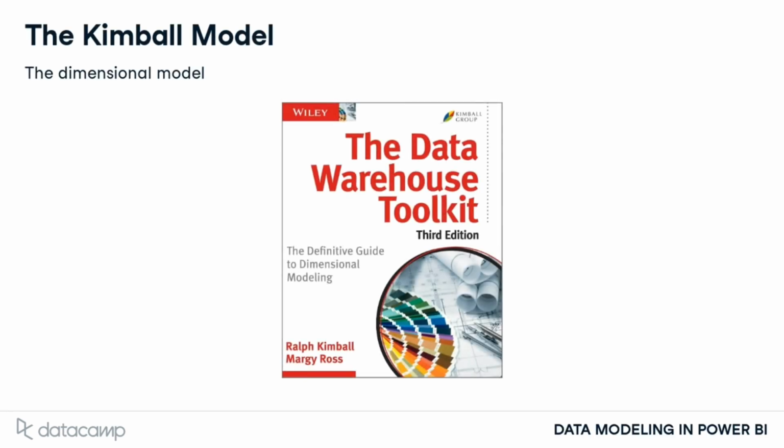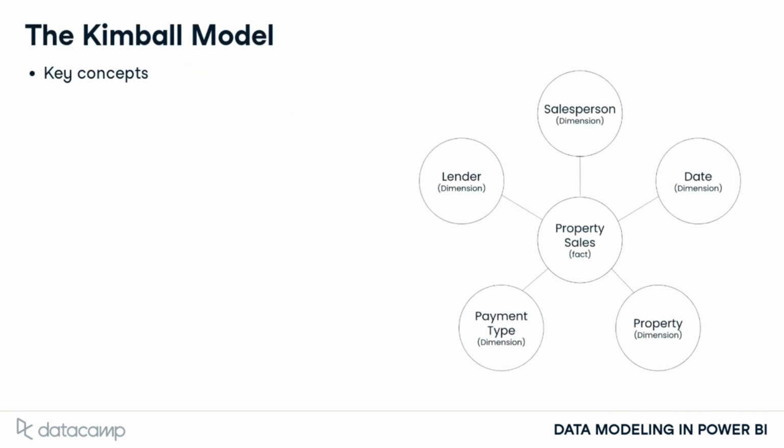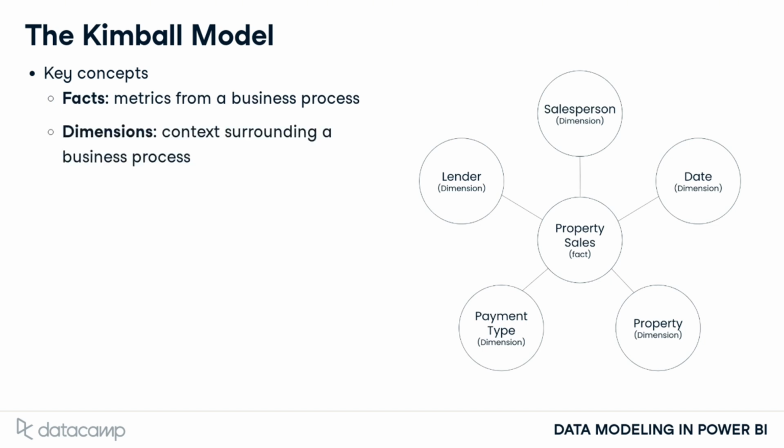The Kimball model, otherwise known as the dimensional model, is one of the most popular approaches to data modeling. There are 2 key concepts in the Kimball model: facts and dimensions. Facts are the metrics from your business process. Dimensions provide the context surrounding a business process. These combine to form a star schema.